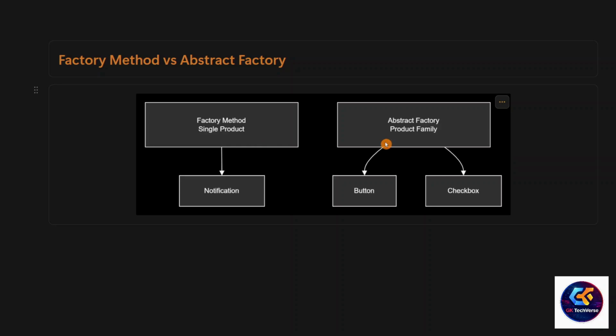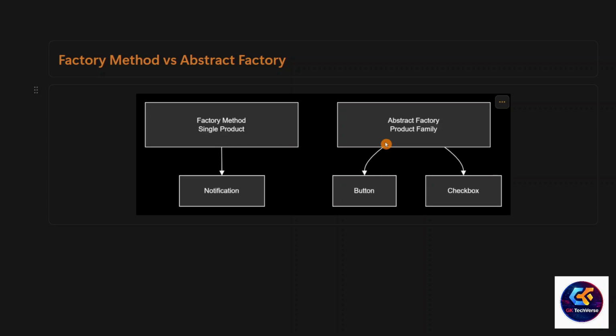Let's take a real example. You are building a UI system. For Windows, you have Windows button, Windows checkbox. For Mac, Mac button, Mac checkbox. You cannot mix them. Windows UI must use only Windows components.